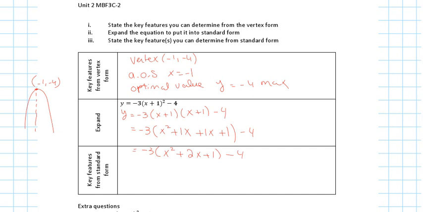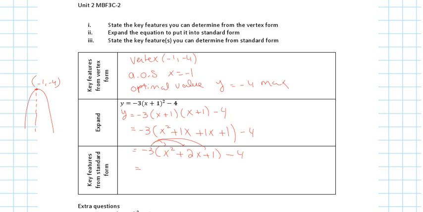What do you think should happen next? That's right. Distribute. Now I'm distributing the -3 in, right? So I'm multiplying that -3 into each term inside the bracket, because it's in the front. So I have to multiply the -3 in.